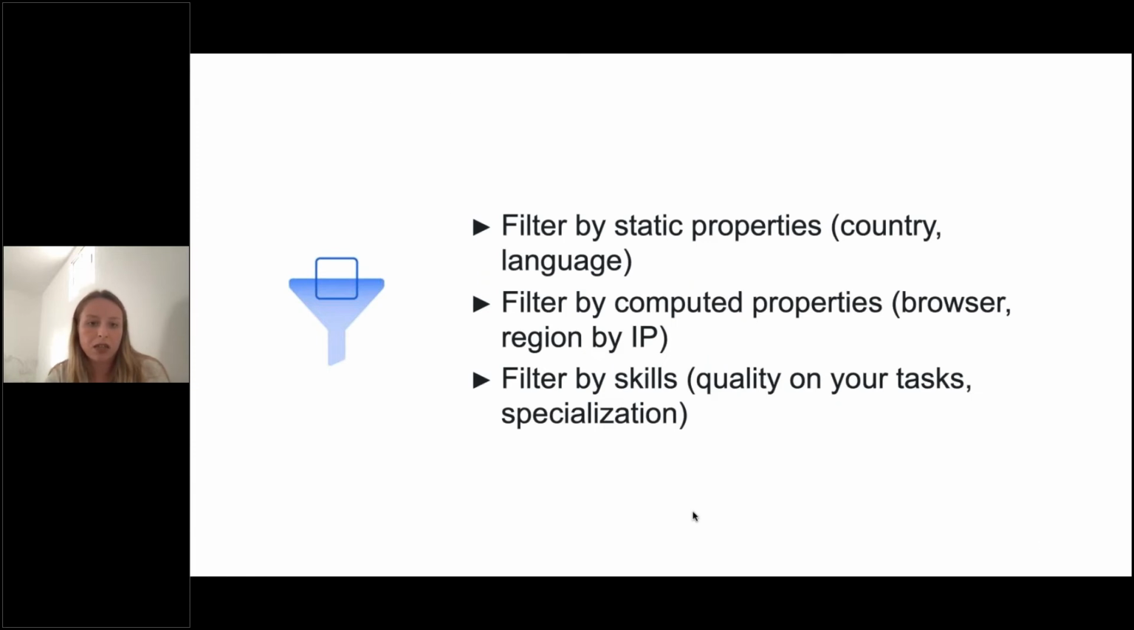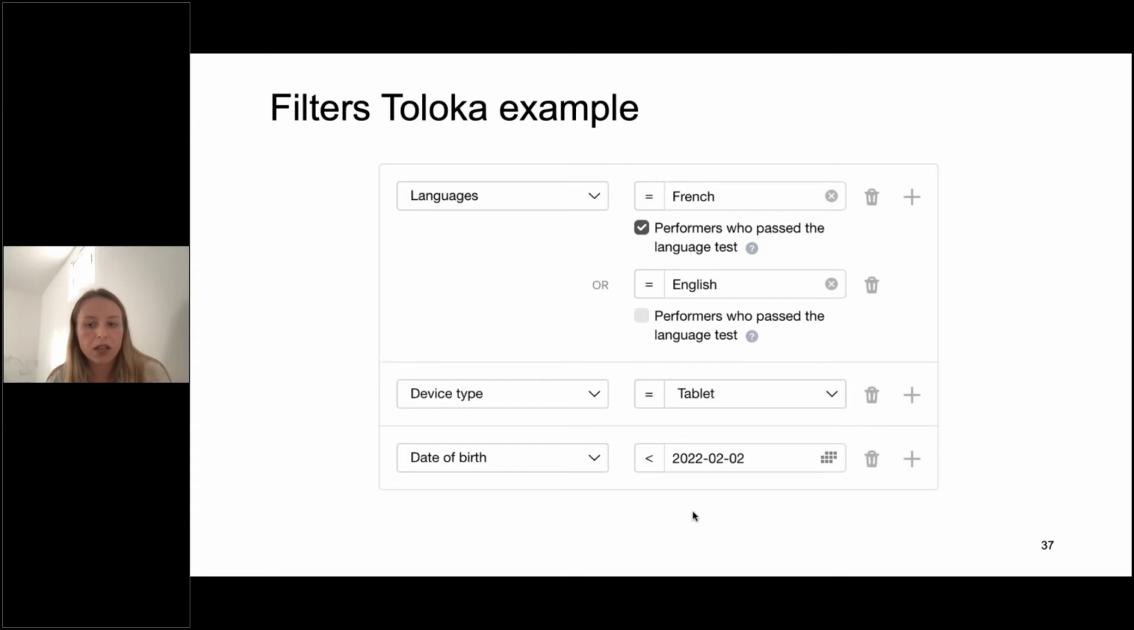And I would like to give you maybe an example of such filtering. This is an example using Toloka. So here we are just choosing people who speak French, and additionally, they have passed a specific French test, or they speak English. We do not require a test to be passed here. And we only take people that use tablets, and we choose only people that have been born before a certain date. So you should basically adjust those filters according to the needs of your project.